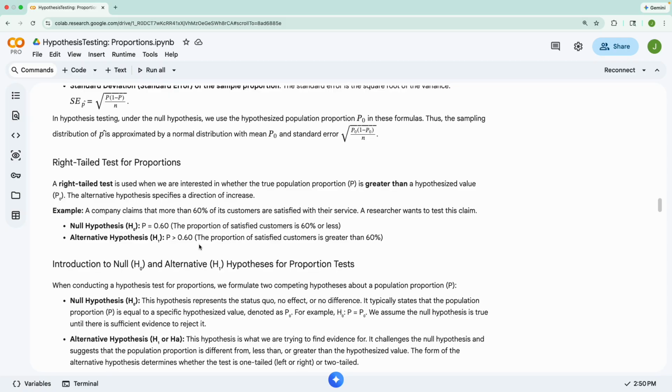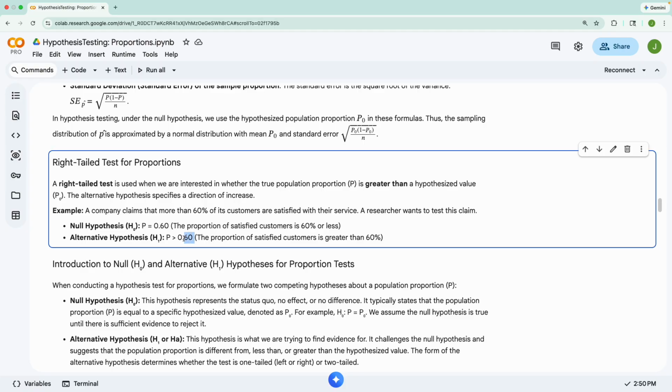And I want to just briefly take an intermission and talk about right-tailed tests for proportions. So a right-tailed test pertains to the alternative hypothesis. So the alternative is that it is greater than 60 in this example. So in this example, our rejection region is in the right tail.